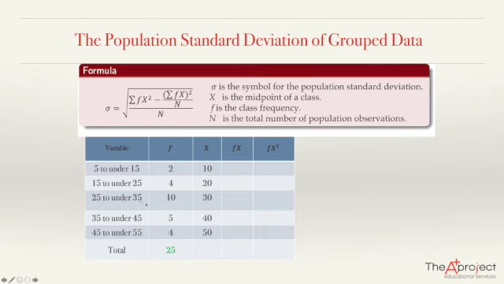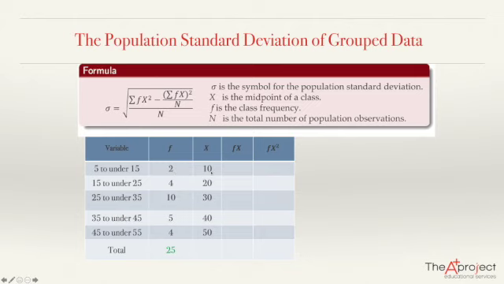Okay, the second column will be for the multiplication of the frequency and the midpoint. You have the f in this column and the x in the second column, so the multiplication will be easy.